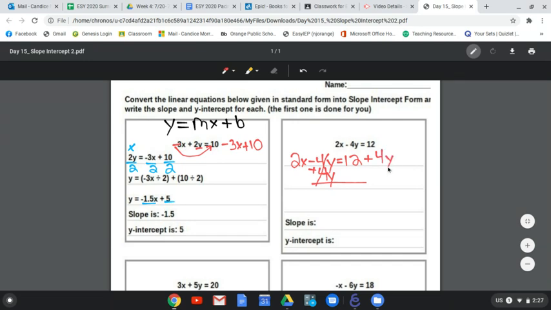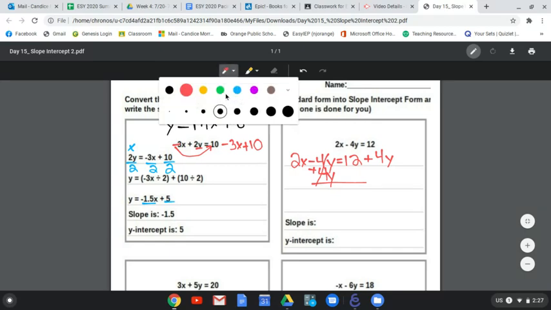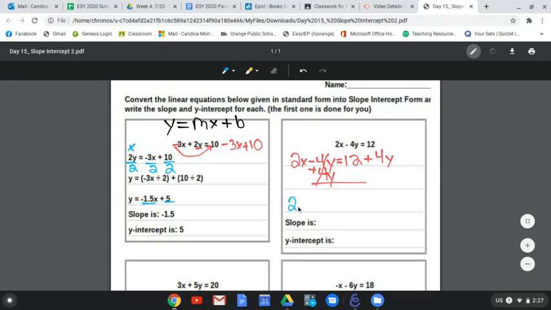So now our equation is, I'm going to rewrite it in a different color. It's going to be 2x equals 12 plus 4y. Now, obviously, we're not done yet. What do we got to do? We got to get rid of that 12. That 12 has got to go.